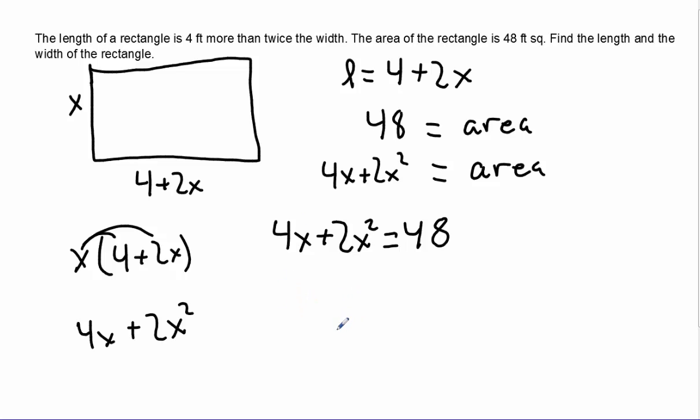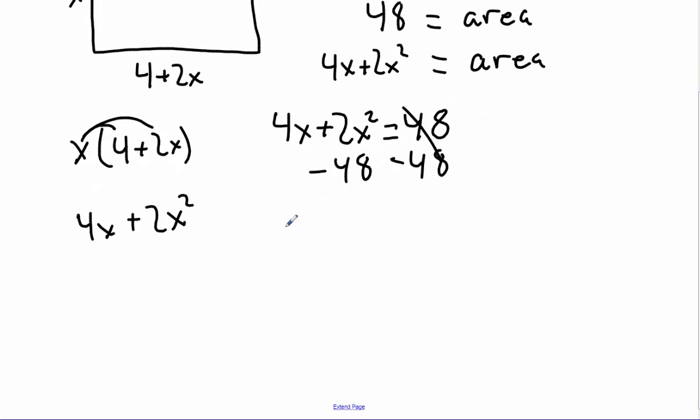And I already told you we're going to be solving this by factoring. And we all know that when you solve something using factoring, you must have it set equal to 0. The only problem here is that our equation is equal to 48. So we got to kick this 48 to the left side. Okay? And we are going to be left with, I'm going to write it in descending order, 2x squared plus 4x minus 48 equals 0.